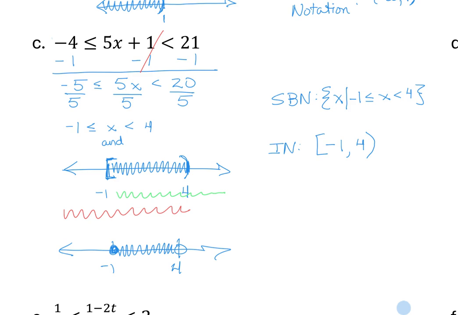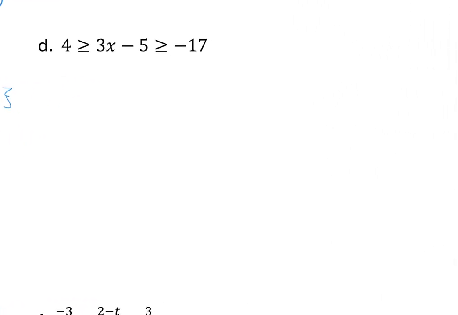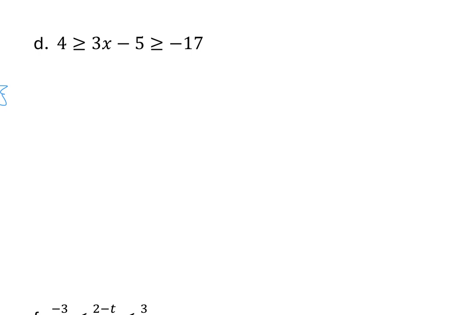All right, let's look at a couple more examples just to practice this. Let's come over to example D. And so in example D, we have 4 is greater than or equal to 3x minus 5 is greater than or equal to -17. All right, so we're going to go ahead and solve this. Remember, we're trying to get x by itself. The first thing that we want to do is add 5 to the middle. We're going to add it to the left, and we're going to add it to the right.